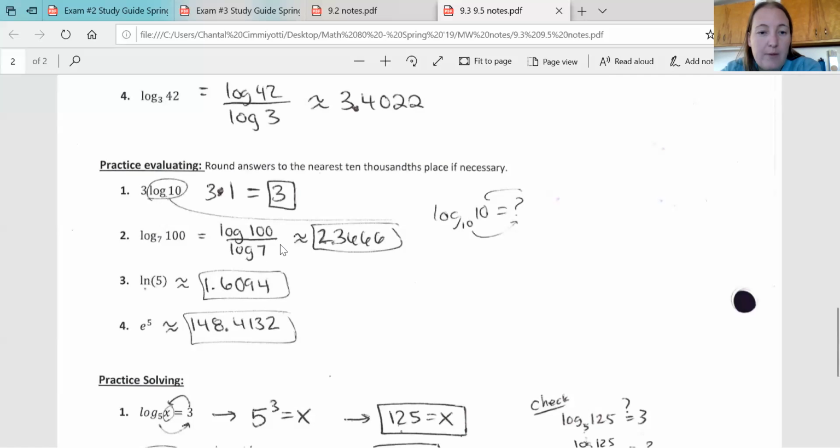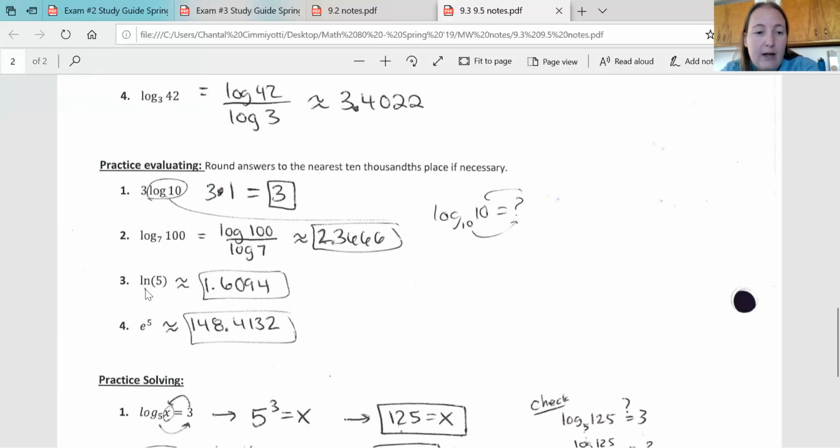Log 100 divided by log 7. Log 100, that's 2 divided by log 7. I'd have to figure that out, or I can again just do change of base with my calculator and do this whole calculation.